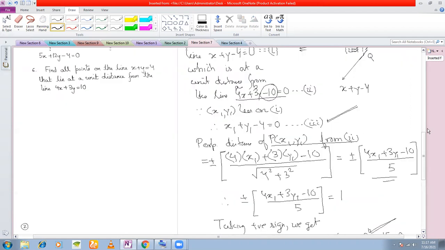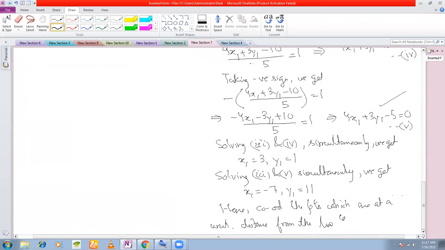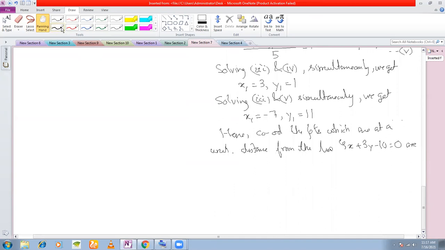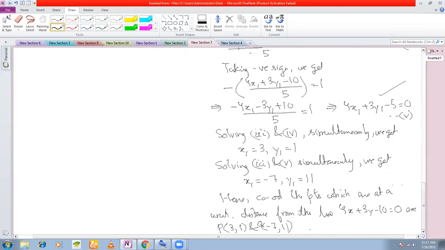What is the line given here? We are looking for points which are at a unit distance from this line, 4x plus 3y minus 10, are 3, 1 and minus 7, 11. You can call this point P and you can call this point Q as I have given in the figure. P and Q. See, I started with 1 point, but I actually got 2 points. Okay, so that is all for this.